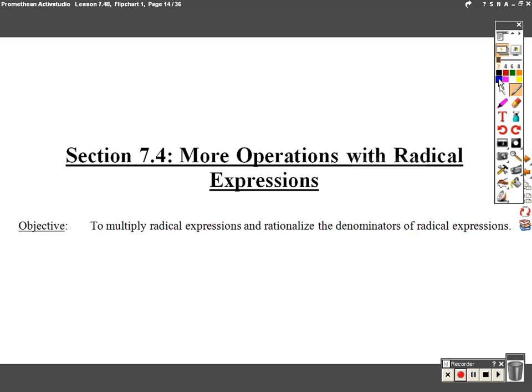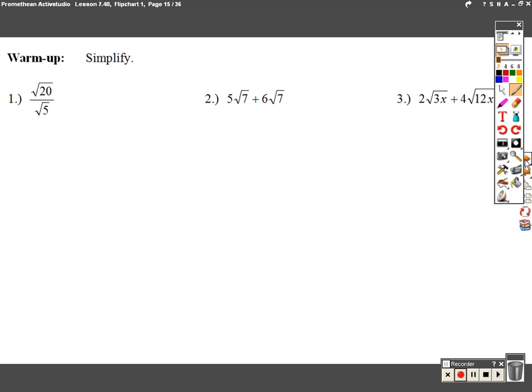Okay, today we move into section 7.4. We will multiply radical expressions, and once we know how to do that, we are going to be able to do something called rationalizing the denominators. So let's get started with these warm-ups. Go ahead and pause the video here and see how you can do.